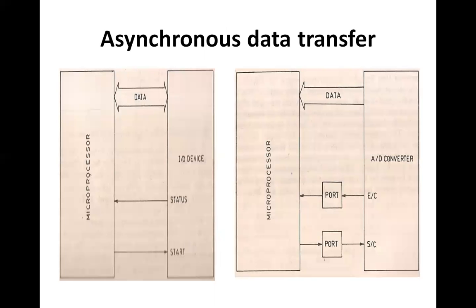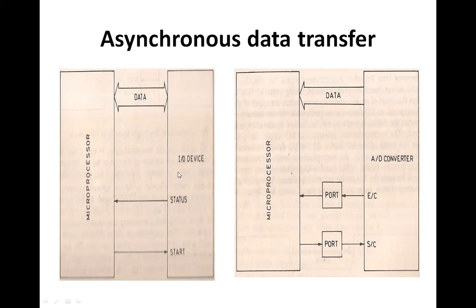Now this is an example of a handshaking signal which is exchanged in the asynchronous data transfer. This is the microprocessor and this is the device. The microprocessor sends a start signal, and when the device is ready, it will send its status to the microprocessor. Once it becomes ready, it will send the signal. So we have an exchange of these two signals, which is called a handshake signal.